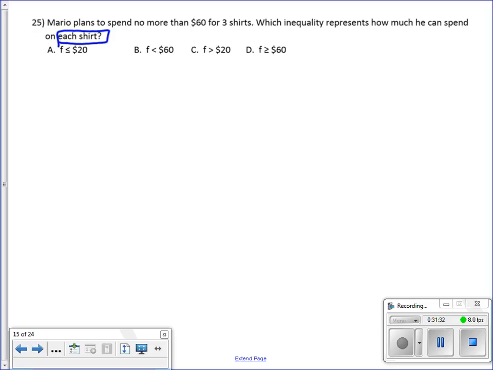It says he spends no more than $60. That means at most, so to speak, he can spend $20 per shirt. So he can spend up to $20, but he can't spend more than $20. So that means that F, they're using F as the variable, has to be less than or equal to 20. It's this one right here. F is less than or equal to 20 because he can't go any higher than $20. Okay, so that's what we're doing on that one.